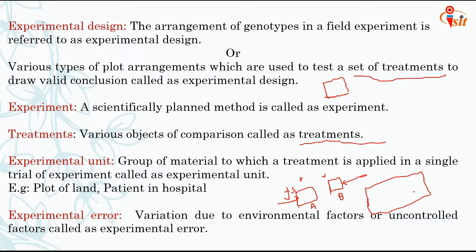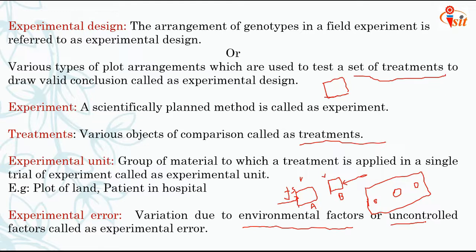So whatever the fertility of the soil present here is not the same as that here. So the variations will occur there. The variation in plant performance of this place is different from that of this place, and different from that of this place. So whatever variation occurs due to the environmental factors, those uncontrolled factors like fertility or environmental variations, are there.